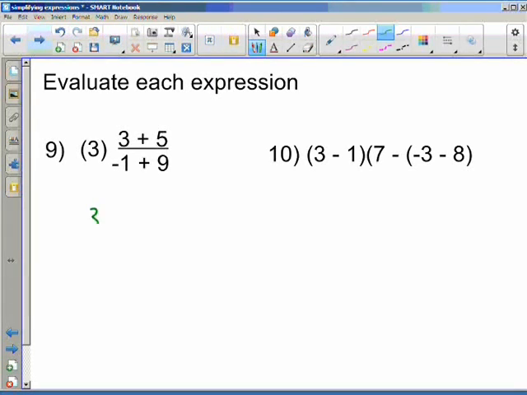All right, long fraction bar again. This 3 is going to get multiplied. We get negative 1 plus 9 is 8. 8 over 8 is 1. So 3 times 1 is 3.